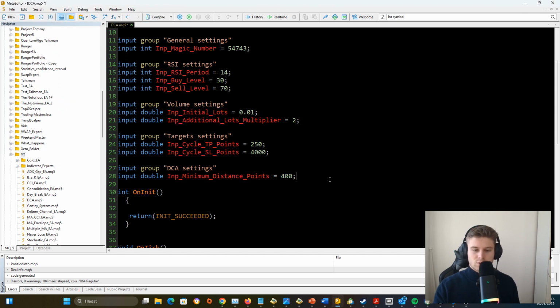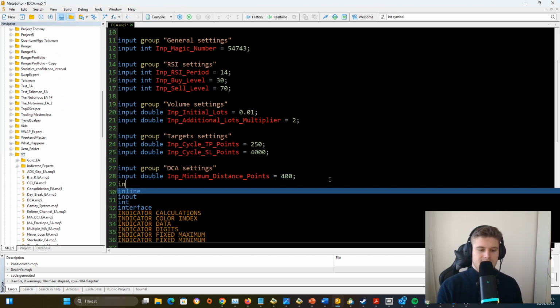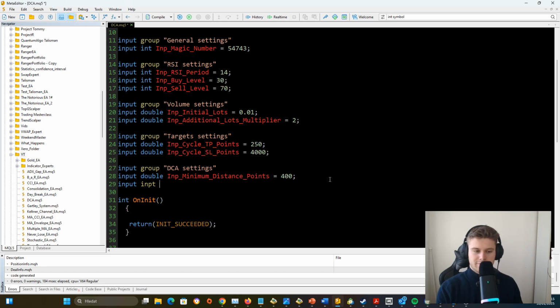Perfect. So that's why I'm adding this, and then we can also do something more, but let's just stick with this right now. Okay, great. So now the next step is to get the RSI indicator.